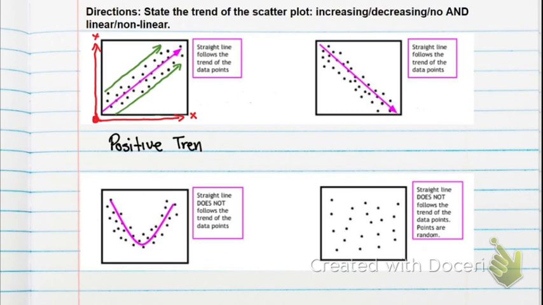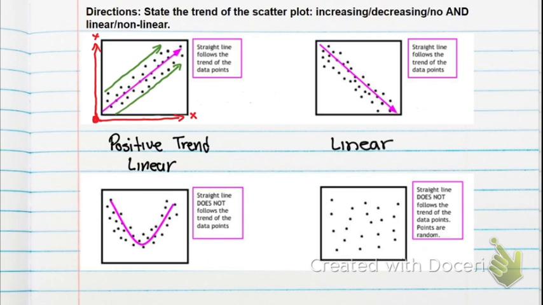Now, by us having a positive trend, we need to determine whether it's linear or non-linear. Because we have the line going down the middle and it's following the direction of that line, this is a linear trend also. So it's a linear positive trend. Now, if we go to the next example, just looking at the pink line that we have, it's already following a linear trend, so we can go ahead and label it linear because of that line.